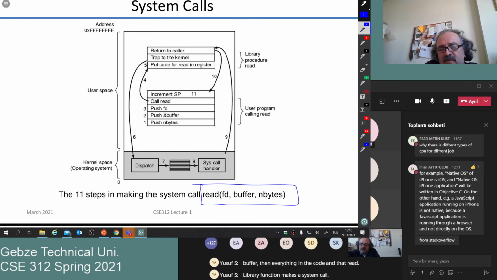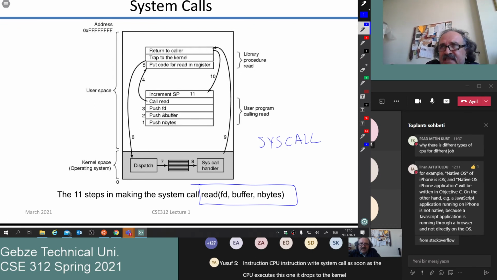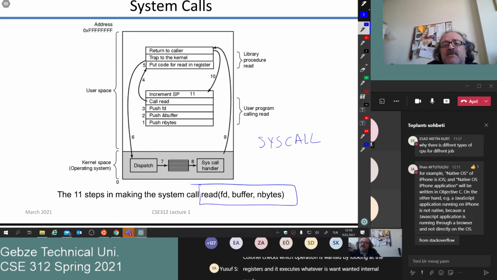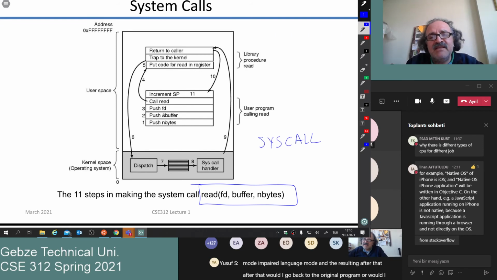It traps to the kernel by calling this special CPU instruction, system call. As soon as the CPU executes this one, it traps to the kernel, and the kernel checks which operation is wanted by looking at the registers, and it executes whatever is wanted in kernel mode, in privileged mode. After that, would I go back to the original program or somewhere else? It depends on the system situation, on the scheduling tasks, and on how long it's going to take.